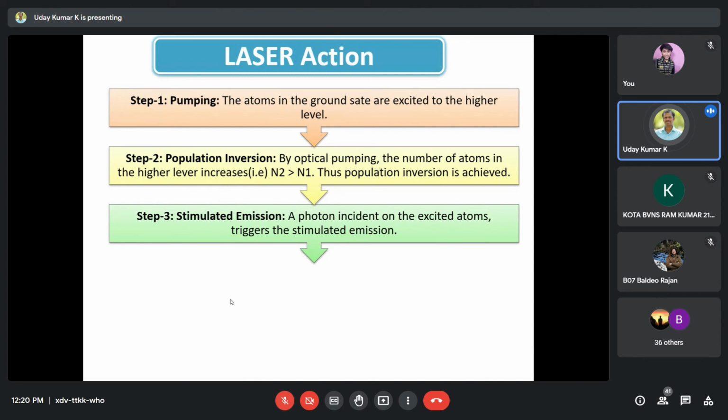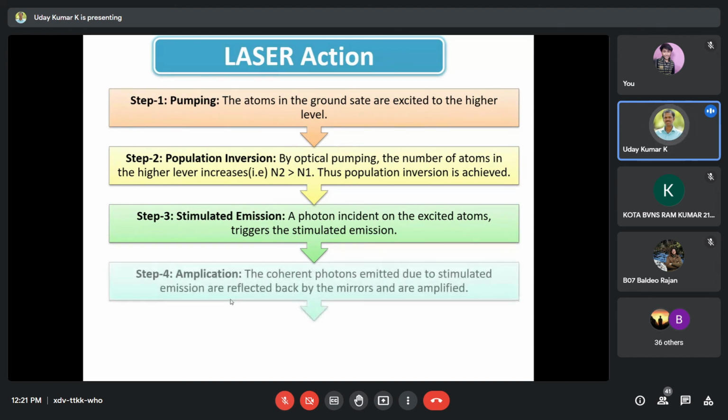Now, third, once you achieve the population inversion, you need to get the stimulated emission process. How do you get it? Once you achieve the population inversion, that means more atoms are in the higher energy level compared to the lower. At that time, you incident a photon on the excited atom at the higher energy level, and that triggers the stimulated emission process.